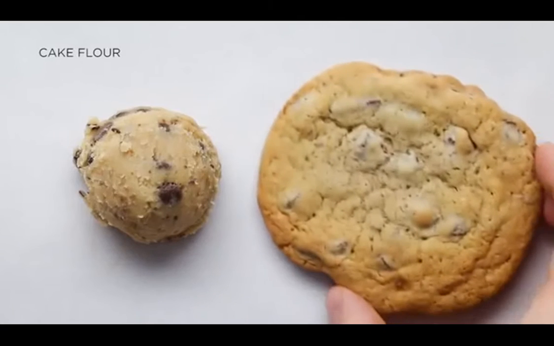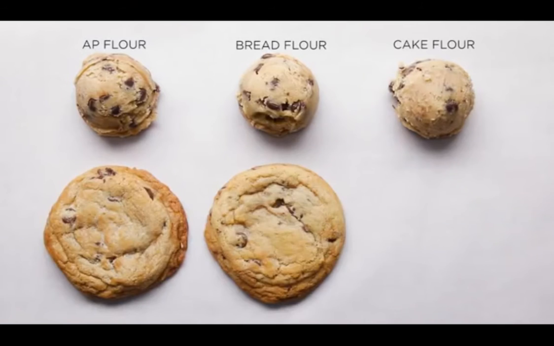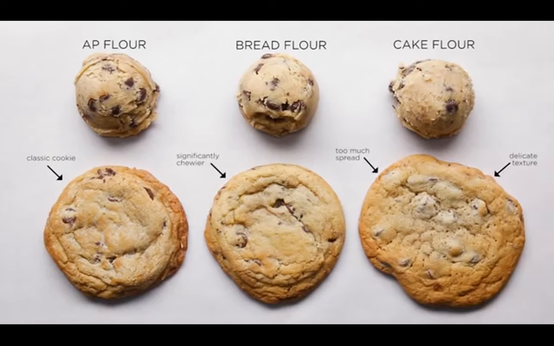The cake flour was the one that really spread the most. It was pretty delicate. And then similar to sugar, we decided that in order to get the best result, you gotta use a combination of two.